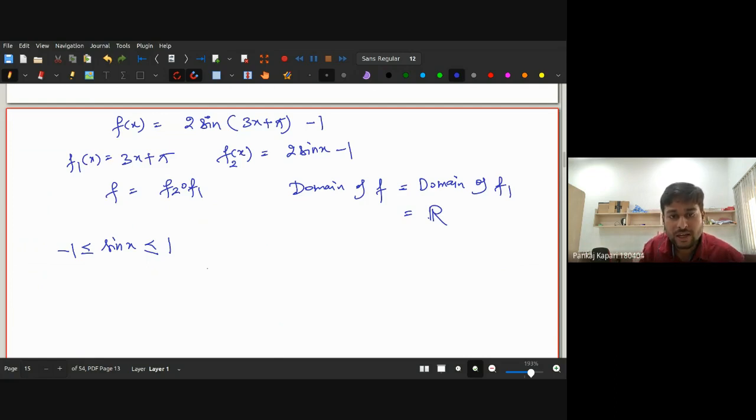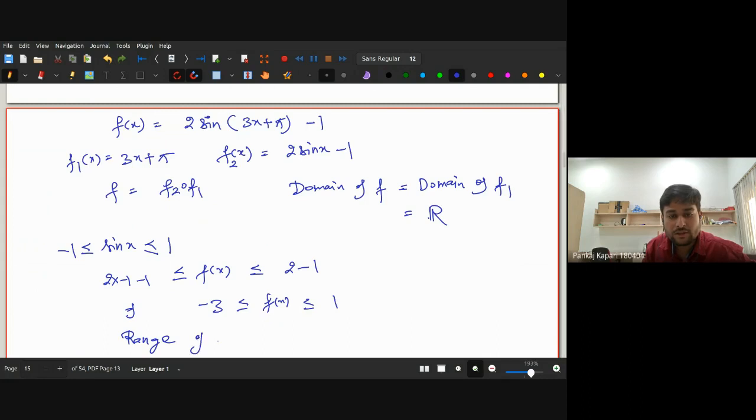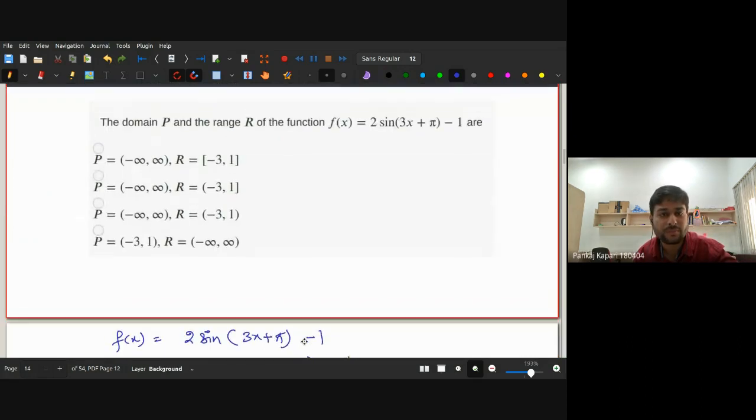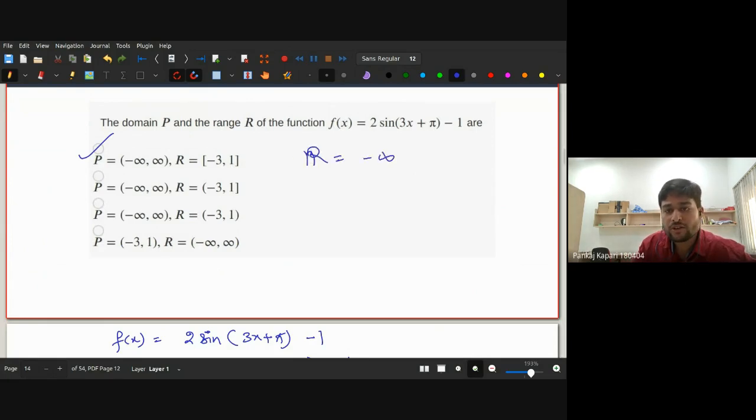So the function can lie between 2 times -1 minus 1 and 2 times 1 minus 1. This just implies that the function lies between -3 and 1. So what is the range? The range of f is just the closed interval [-3, 1]. So the first answer is correct. We also write the real numbers like this, as an interval.